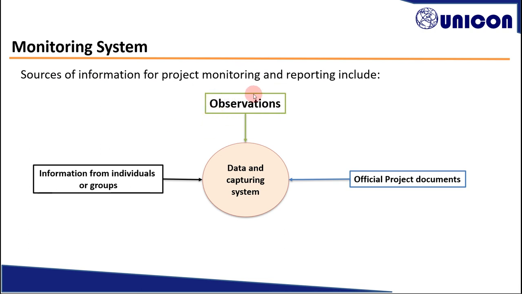Observations. This involves direct observation during field activities such as field supervision protocols and field visits. Information from individuals or groups. This includes interviews, notes from public meetings, information obtained during workshops and consultations, and official project documents. Official project documents include a list of participants and stakeholders, financial details of the project, a list of personal protective equipment, and other information to inform the baseline.